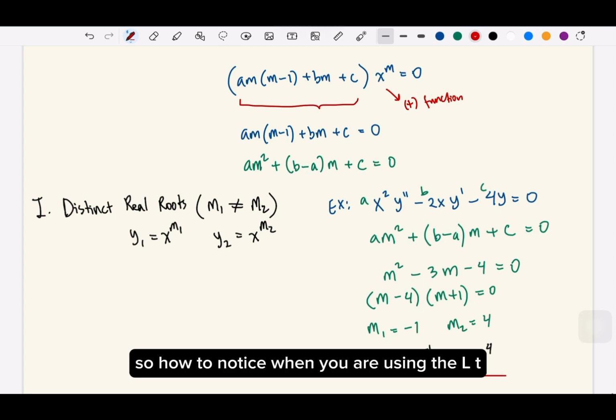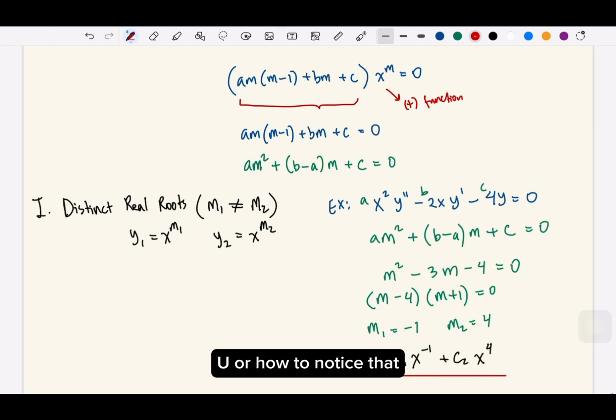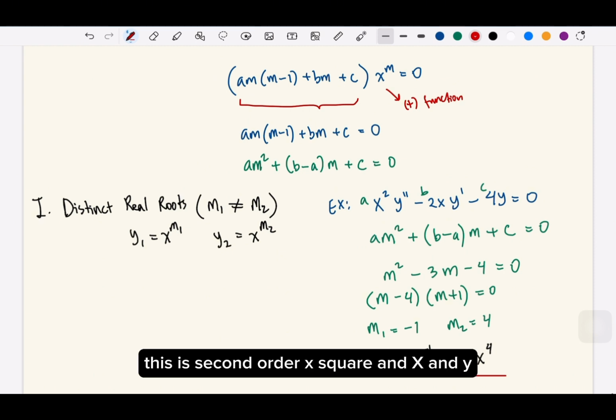So how to notice when you are using the Cauchy-Euler? To notice that, you see that we have the x and then y in some order. This is second order, x squared y double prime, and x y prime. So you see that this is definitely a Cauchy-Euler equation, as we mentioned at the beginning.